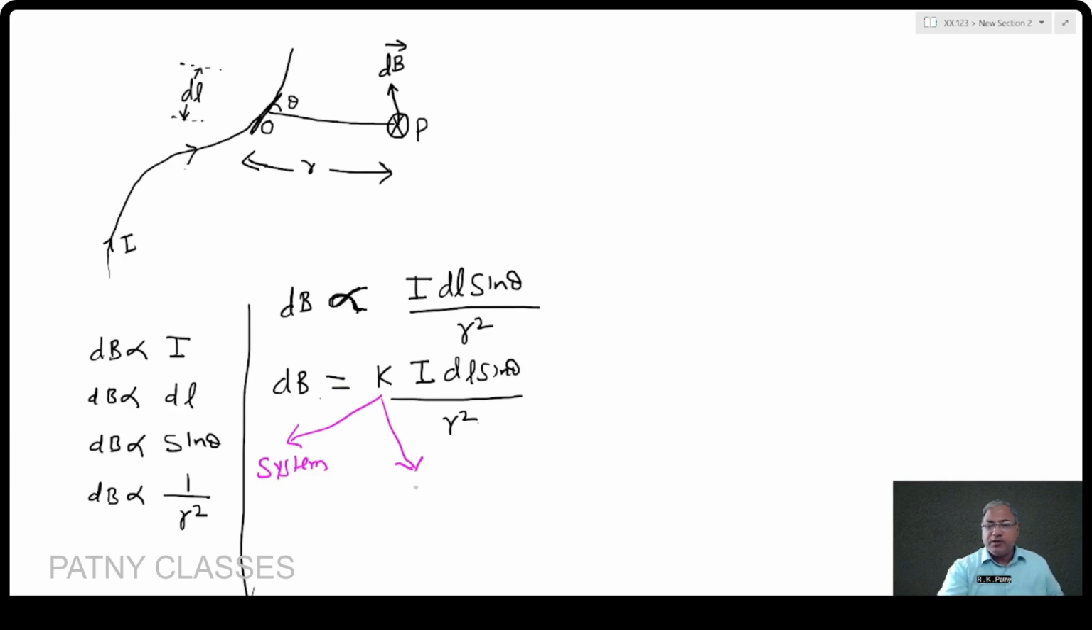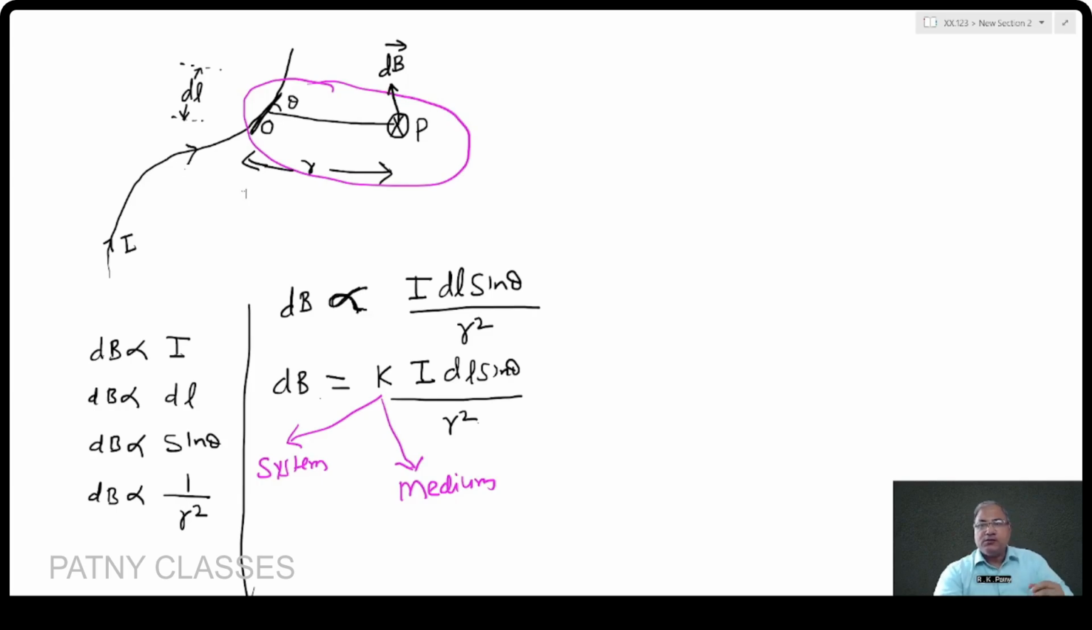The value of K also depends upon the medium where the point P is situated. What is the medium between the conductor and the point P? Have you placed it in water, in gas, or in some other magnetic material? So the point P lies in a certain medium. The magnetic induction will depend upon the permeability of the medium. As the medium changes, the value of K also changes.